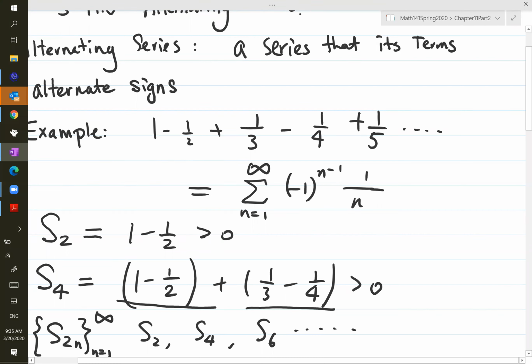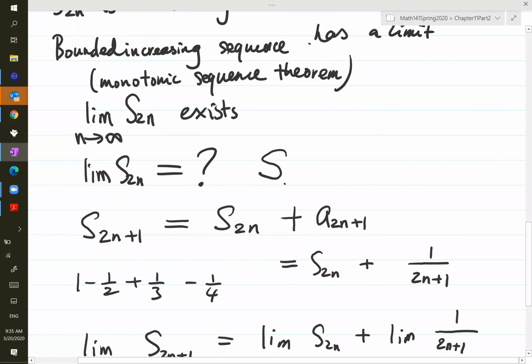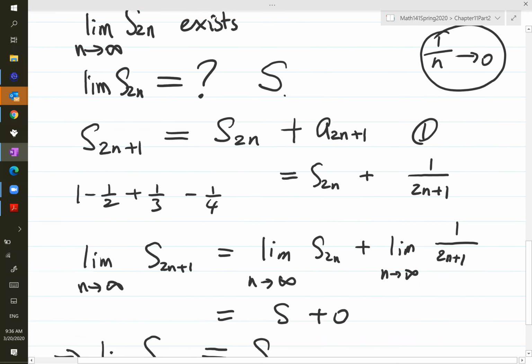The second property is that the terms 1/2, 1/3, a quarter, 1/5 are decreasing, and from equation 1, when we take the limit of the even term and odd term, we see the difference approaches 0. So we use the fact that 1/n approaches 0.